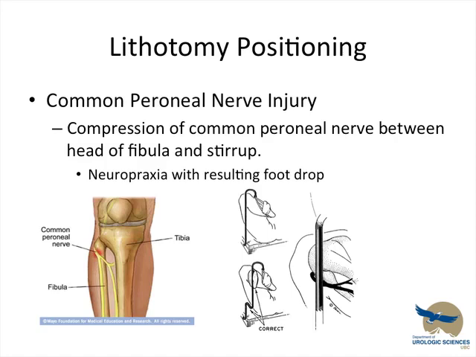The nerve most at risk is the common peroneal nerve that runs just lateral on the knee there in the fibular groove. And it's at risk for pressure between the head of the stirrup or the candy cane and needs padding. It results in a motor neuropraxia with the foot drop.